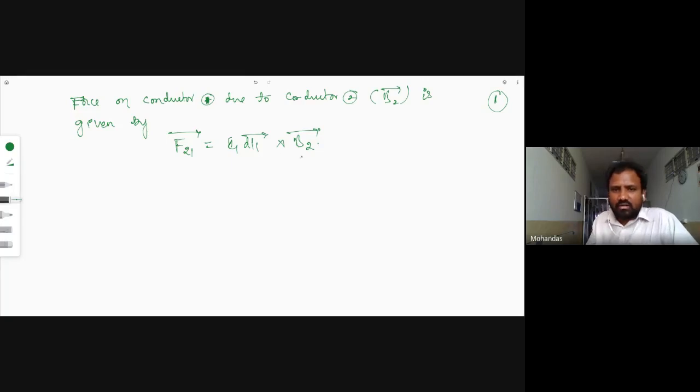Now what is the B2 here? B2 is magnetic flux density. Magnetic flux density due to which conductor? Please respond now. Conductor 1 or conductor 2? Due to conductor 2.